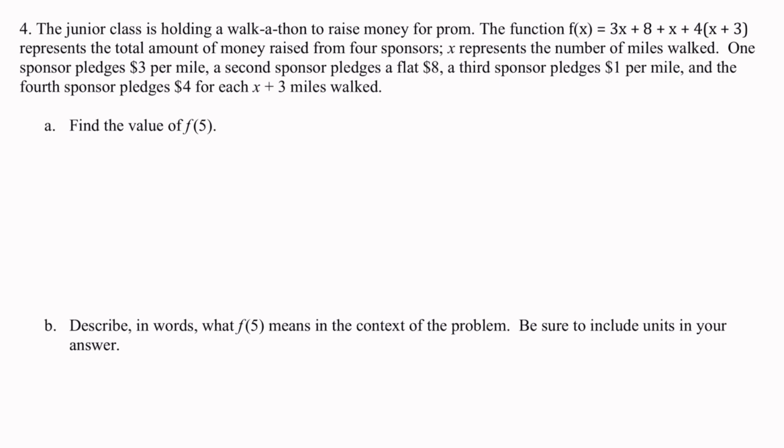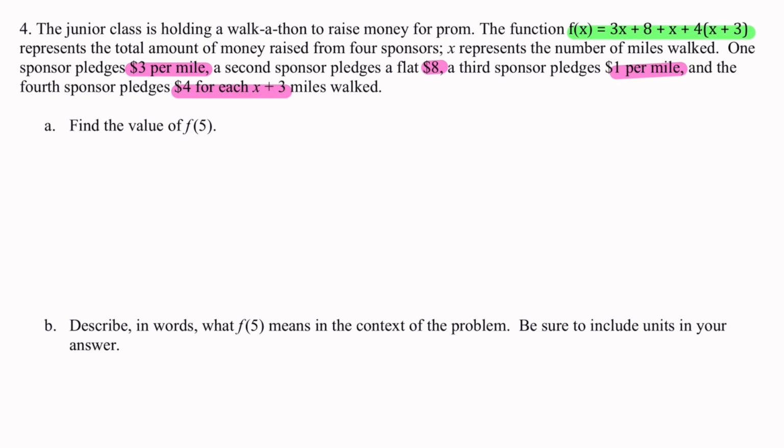So first of all, I'm going to highlight our function. I know it's a very odd-looking function. It has a lot of like terms that we would normally combine if we were working with functions, but let's look at the wording of the problem. One sponsor pledges $3 per mile, a second sponsor pledges a flat $8, a third sponsor pledges $1 per mile, and the fourth sponsor pledges $4 for each x plus 3 miles walked.